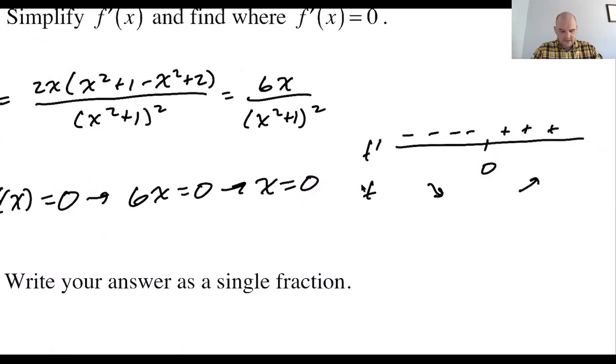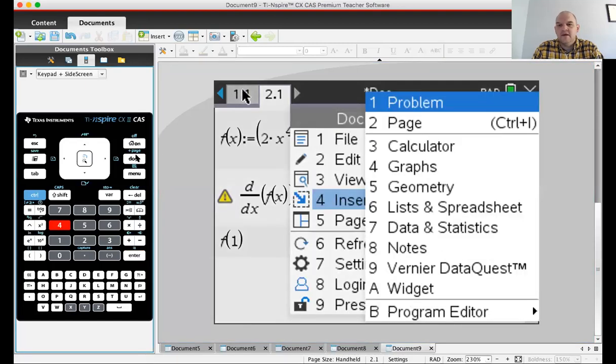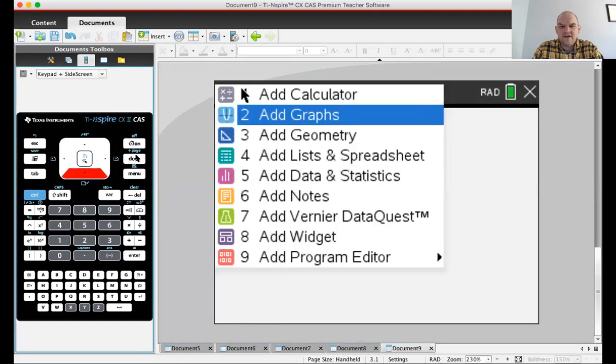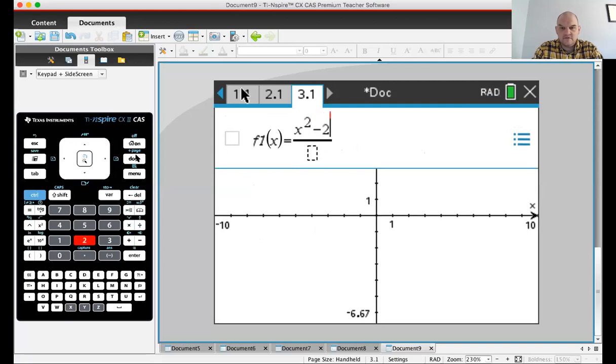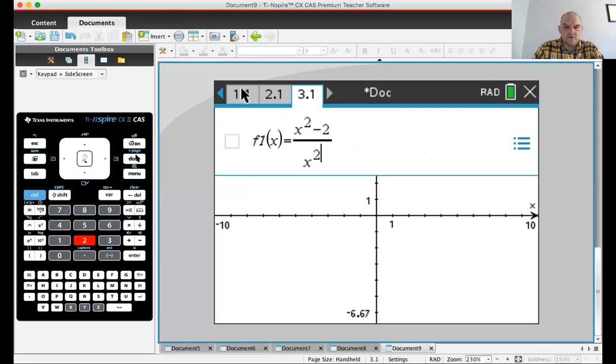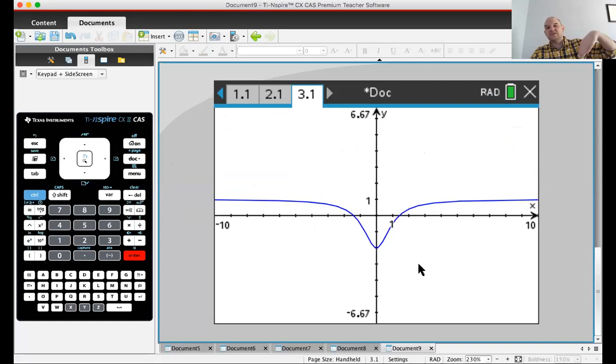And you know what we should probably do? Let's take a look on the calculator. So let's go here. I'm going to insert a new problem, graph page. So I'm just going to graph the function and see if it has a minimum at 0, which I think it will. All of my work indicates there should be a minimum at 0. Look at that. There is a minimum. That's the place where the function changes from decreasing to increasing. Our sign chart told us that.